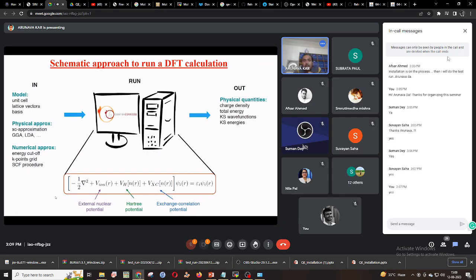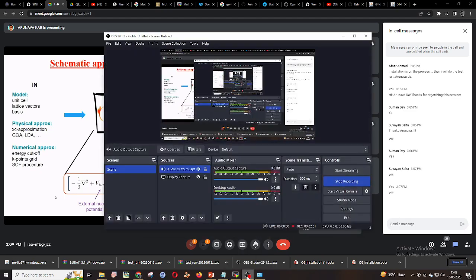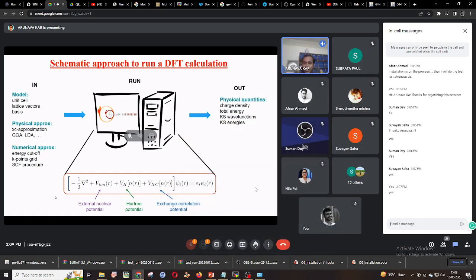Okay. This is a schematic approach to how to run DFT calculations. As this is a technical session, I'm not going into details of what the exact procedure is. I'll tell this after a few sessions. And first, we try to understand it schematically.